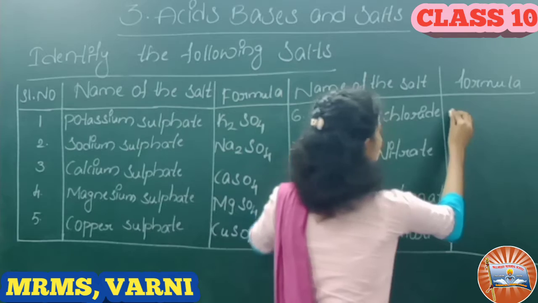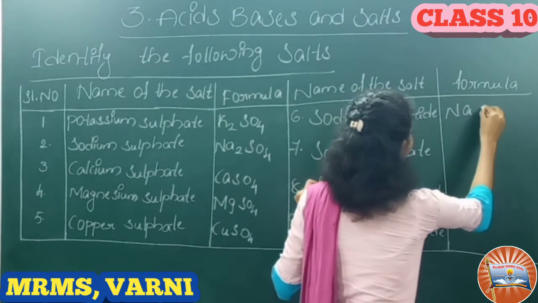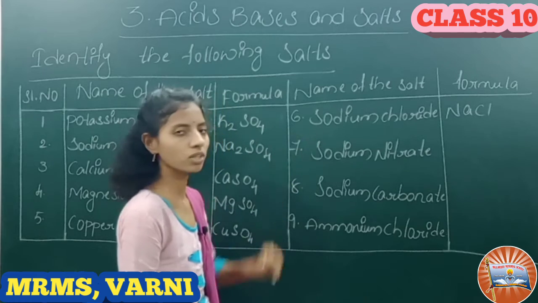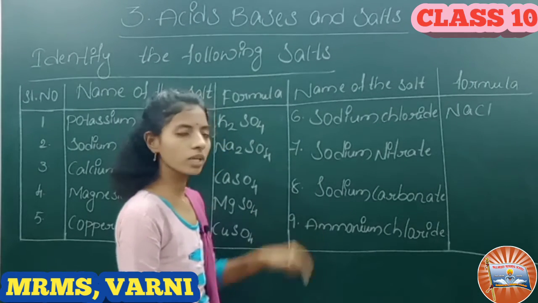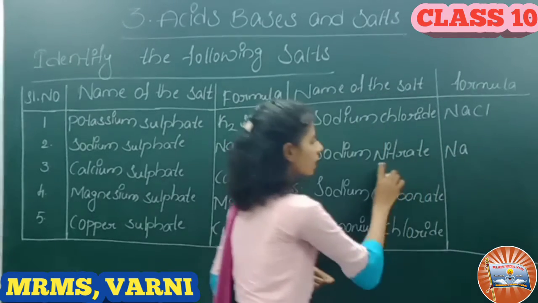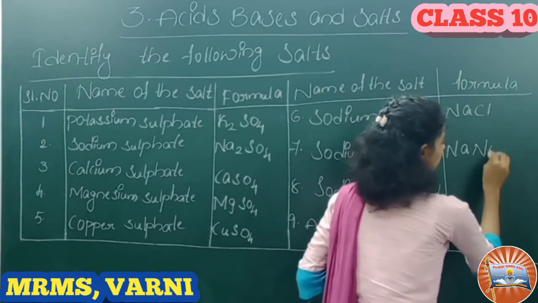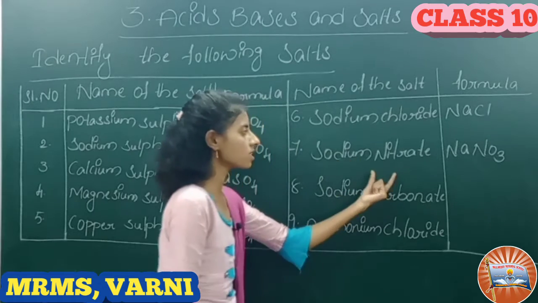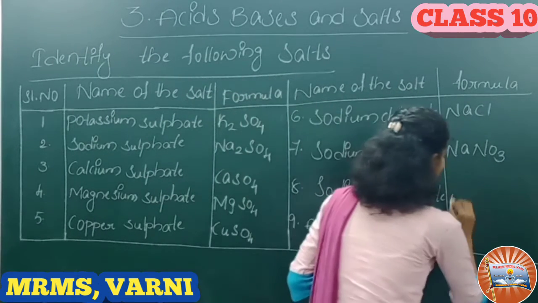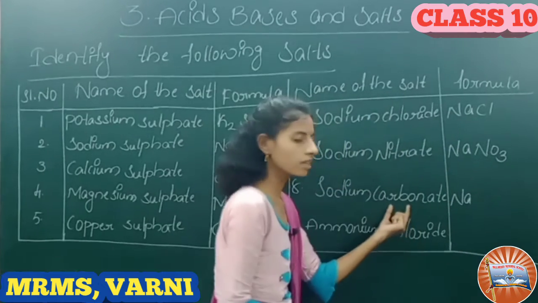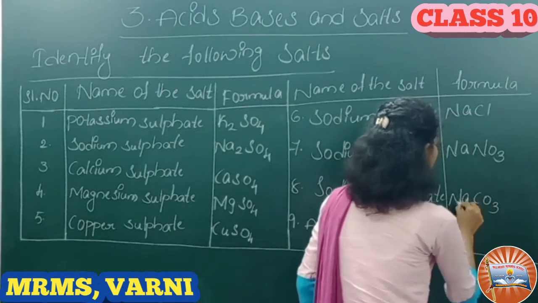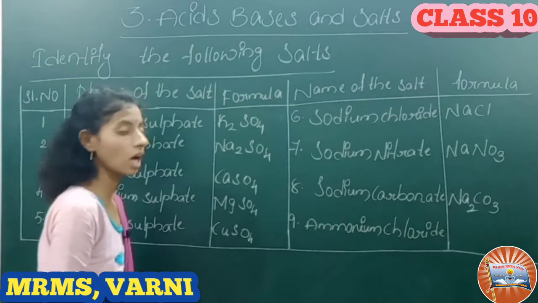This sodium is a Na and chloride is a Cl. So NaCl is the formula for sodium chloride. And the next, sodium nitrate. So sodium is Na and nitrate is NO3. So the formula of sodium nitrate is NaNO3. And next, sodium carbonate. Sodium is Na and carbonate is a CO3. So Na2CO3 is a sodium carbonate.